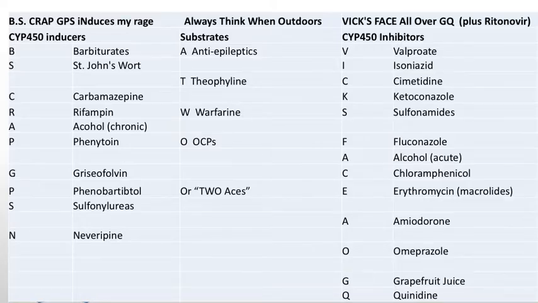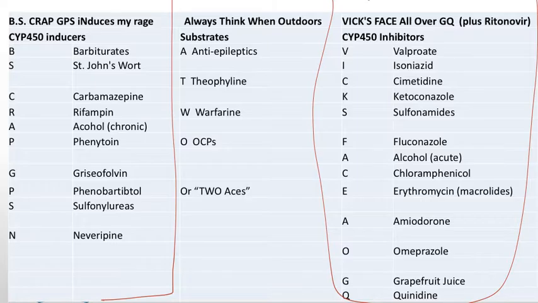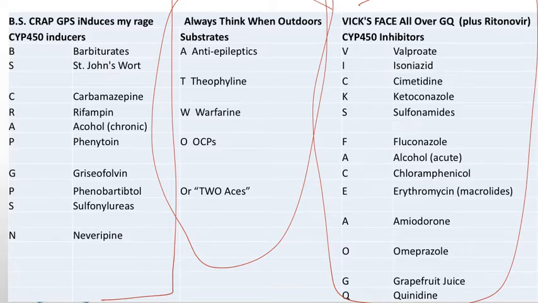So here is a list of P450 inducers, P450 inhibitors, and P450 substrates. The P450 substrates, the really four important ones: we have theophylline, warfarin, oral contraceptives, and anti-epileptics. As a class, anti-epileptics. As a class, oral contraceptives. And then as a single drug, the theophylline and the warfarin. And I've given you mnemonics. Mnemonics you can find online, mnemonics you can find in First Aid.